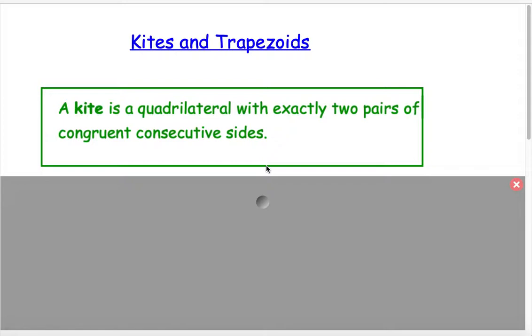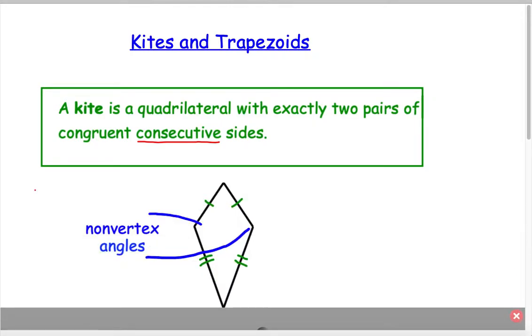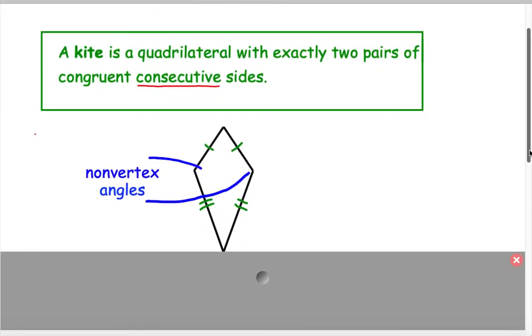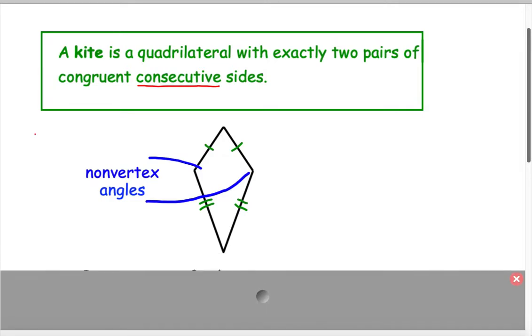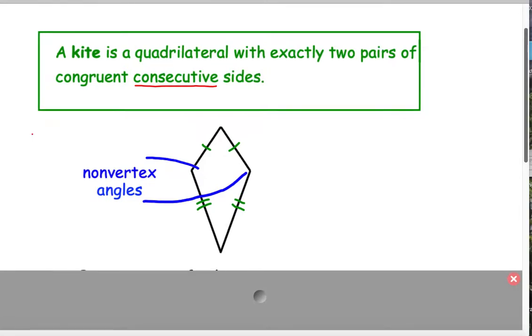A kite is a quadrilateral with exactly two pairs of congruent consecutive sides. Consecutive sides, so those are sides that are next to each other. Let's look at a picture. So here's a picture of a kite, and we have the consecutive, let's draw an arrow. So we've got these two consecutive sides are congruent, and then separately these two consecutive sides are congruent, but those are not congruent to each other.